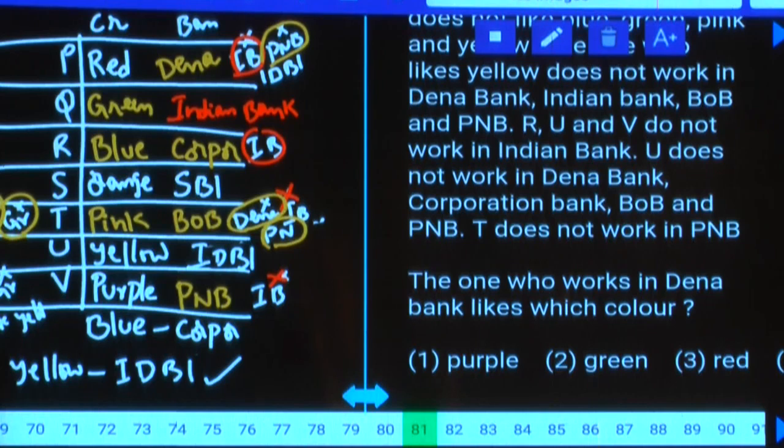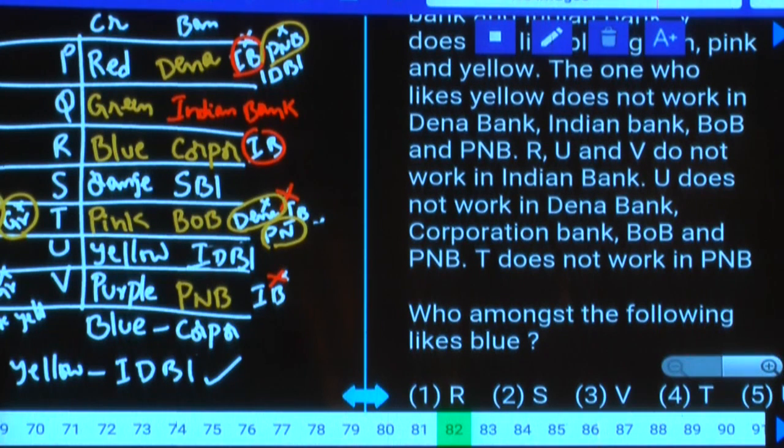First write down this arrangement. Then question number 81. The one who works in Dena Bank likes which color? Red color. Red, that is given in choice 3. Then question number 82.